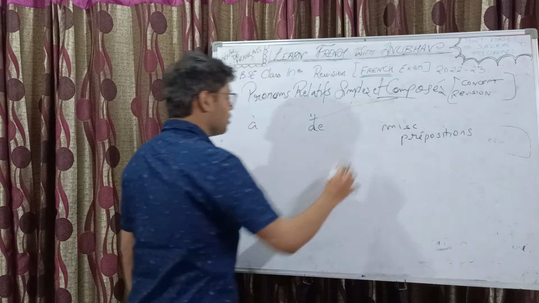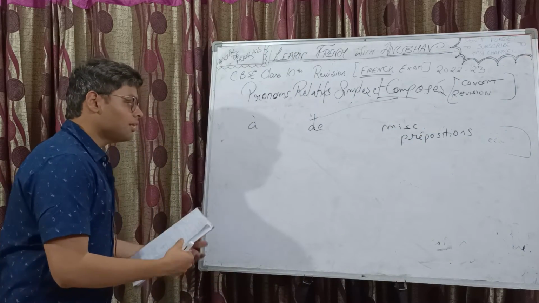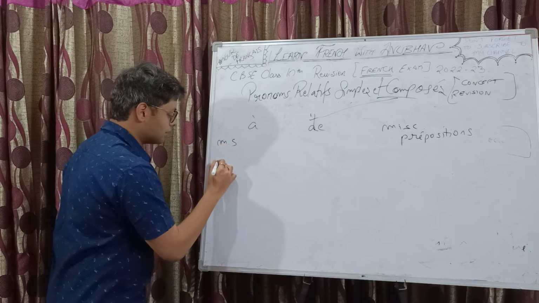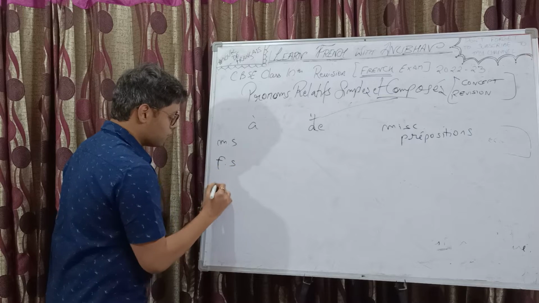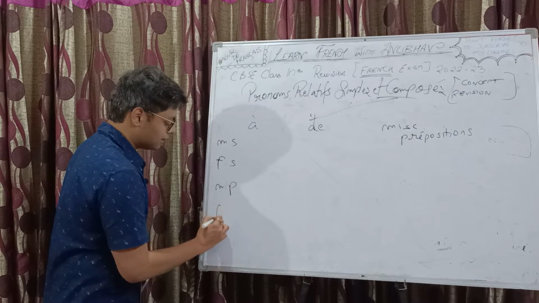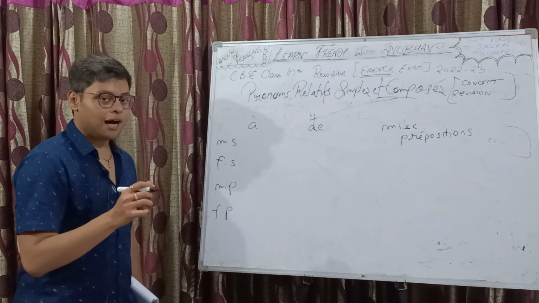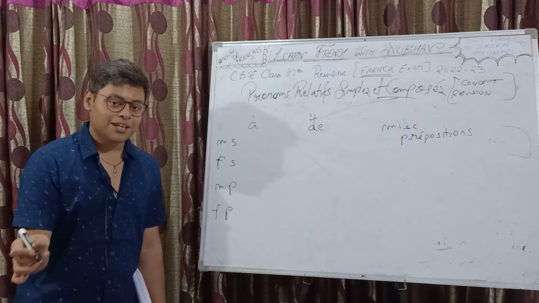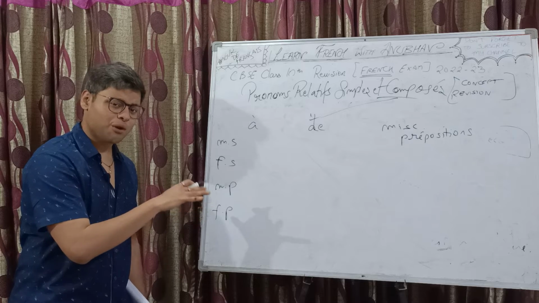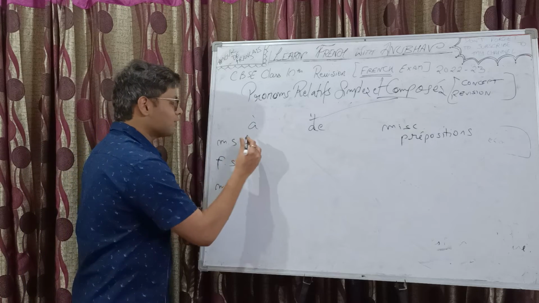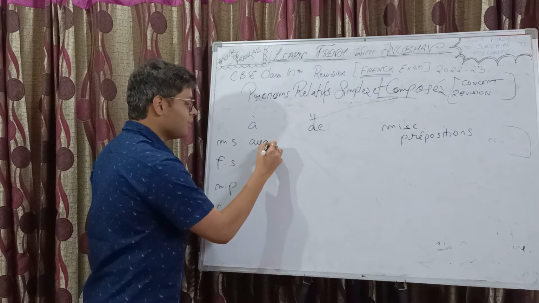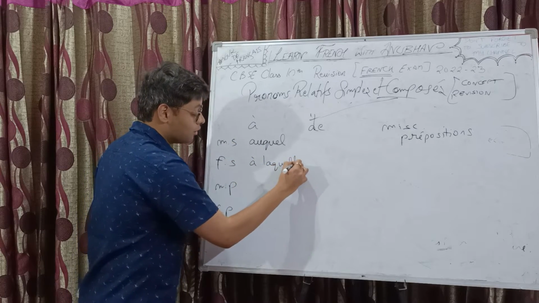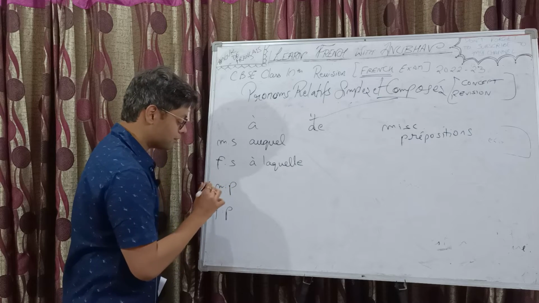With à, like with all these, we are going to have 4 forms: masculine singular, feminine singular, masculine plural, and feminine plural. Remember the formation of the contracted article: à plus le is au. Similar thing is what we are going to do here. Masculine singular pronom relatif composé with à: auquel. Feminine singular: à laquelle. Notice the spellings. Take care of the spellings.